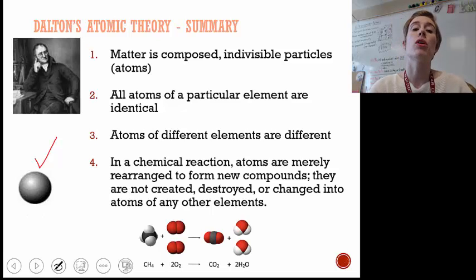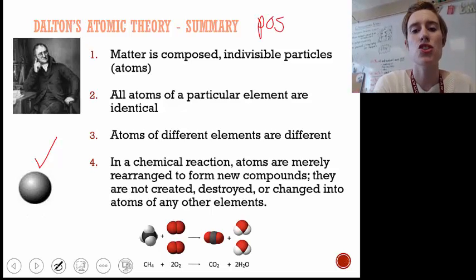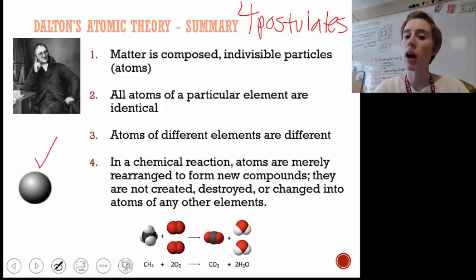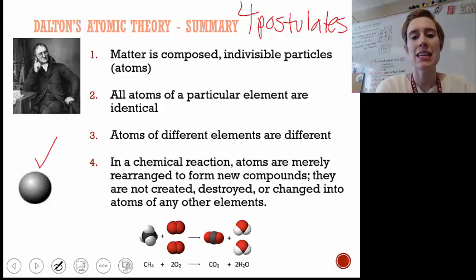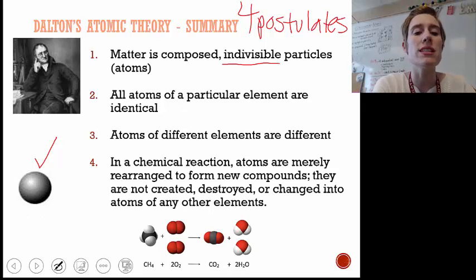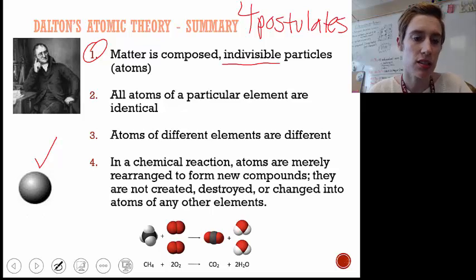So he comes up with 4 postulates. Let me write that word out. A postulate is basically an idea, a theory. These are his 4 postulates about atoms. Number 1, matter is composed of indivisible, that means you can't cut it, particles. This is the atomos thought, okay? He basically stole this idea from Democritus. Plagiarism. He should have quoted him.